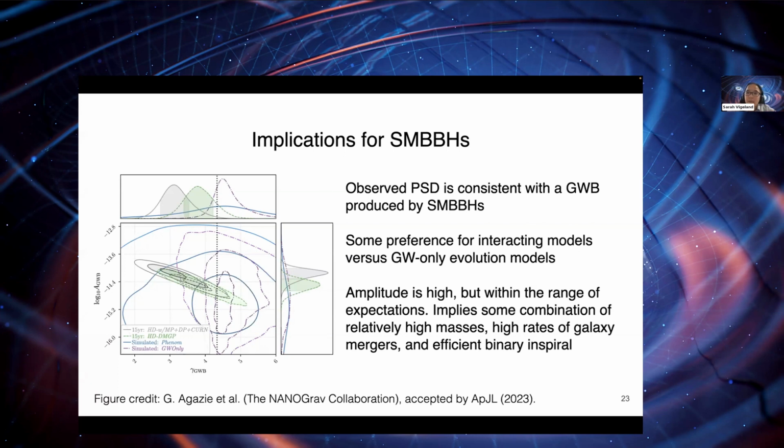However, the range of theoretical parameter values from both types of models are very broad. And our constraints on the amplitude and spectral index are also broad at this point. The amplitude is high, but it is within the range of expectations, and it implies some combination of relatively high black hole masses, high rates of galaxy mergers, and efficient binary inspiral.